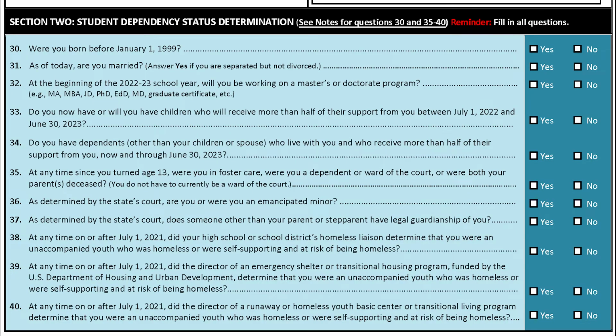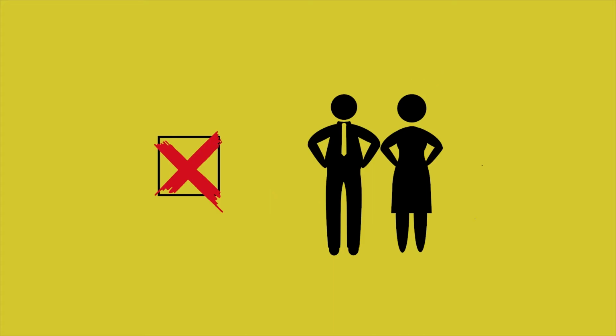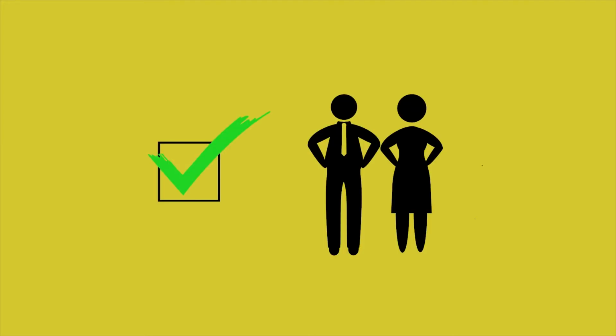The next section, Step 2, is about student dependency. If you answer yes to any question in this section, you will not need to provide information about your parents. But if you answered no to all the questions in Step 2, you will need to provide parental information in Step 3, even if you don't live with your parents.